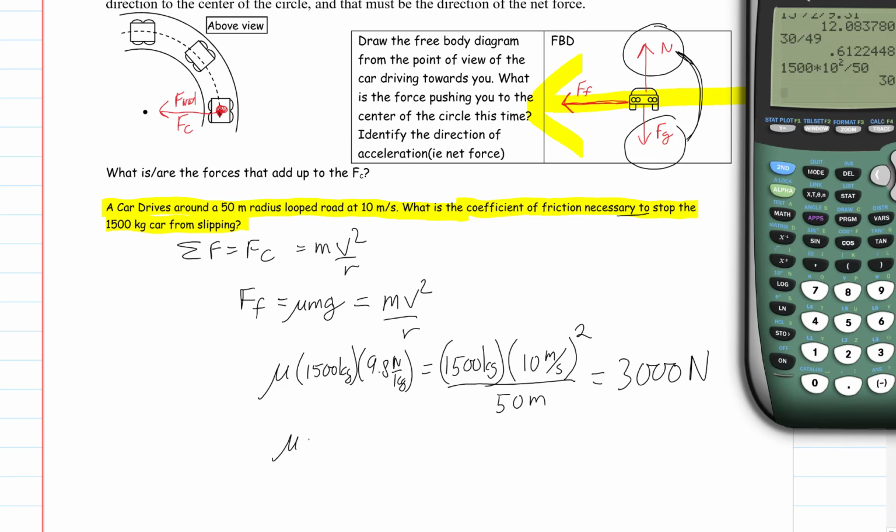So then mu is going to equal 3,000 newtons divided by 1,500 times 9.8. So divide this by 1,500 and also divide it by 9.8. And we get a coefficient of friction of 0.204.